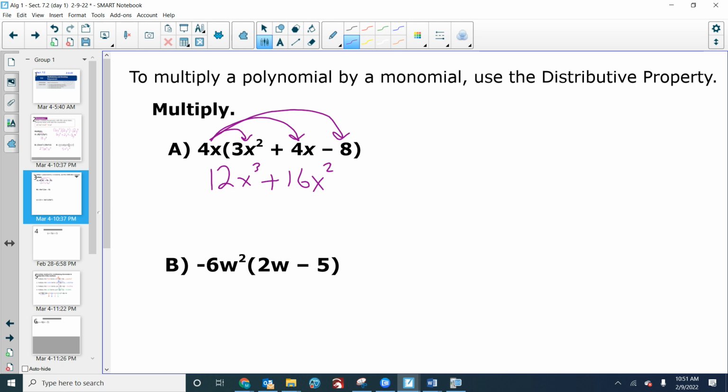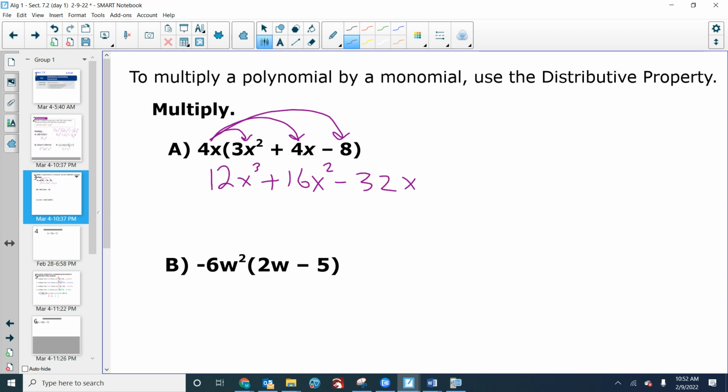Treat it as a negative 8. What's 4x times, well, hang on a second. Let's back it up a little bit. Let's do the numbers like we've been doing. What's 4 times negative 8? Okay. Is everybody good with that? Now, guys, since there's an x here, there's no x with that 8. Just carry it along, whatever the exponent is out there.